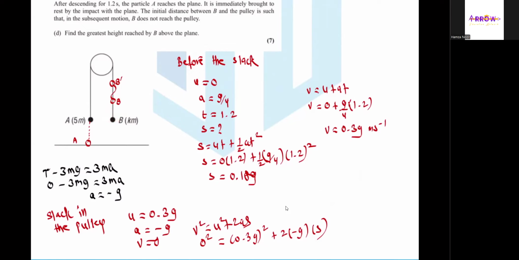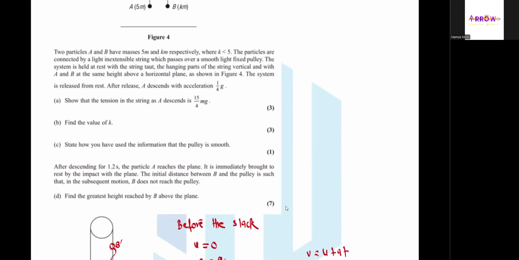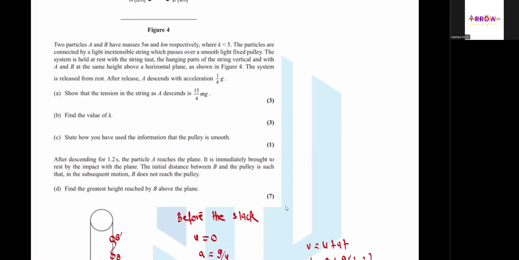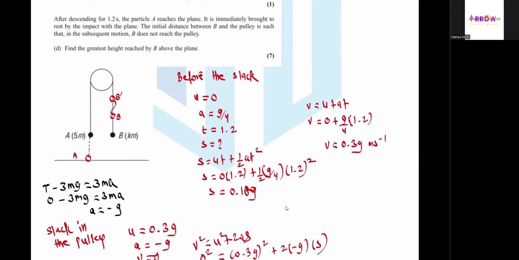So initially the system was held at rest, so the initial velocity is equal to 0. The acceleration of the system was g over 4, which we already know from the question. And we need to find the distance in 1.2 seconds, because after 1.2 seconds, particle A hits the plane, hits the ground.